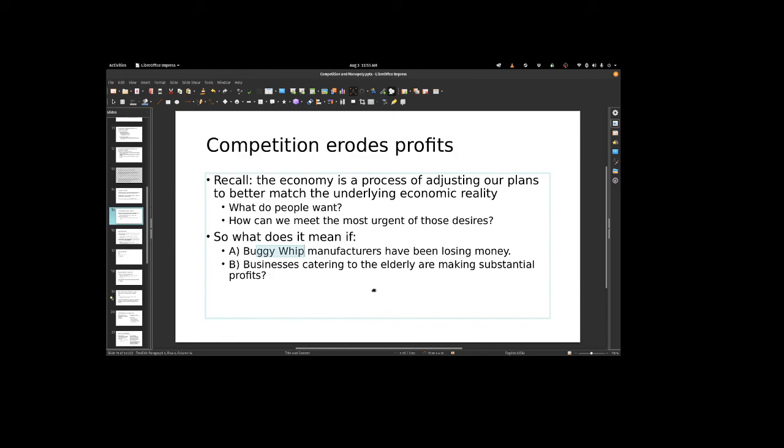There might still be some use for a small number of buggy whip makers for horse racing, but we won't need as many as when everyone drives a horse and buggy instead of an internal combustion engine driven car. Right? So a negative profit tells us to pull resources out of an industry. Or if we see something like old folks' homes are making a ton of money, that might tell us that we need to push resources into an industry. If we see some industry being super profitable, it means we want to move resources in that direction.